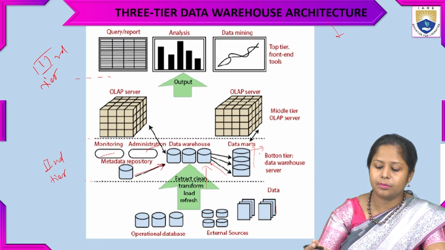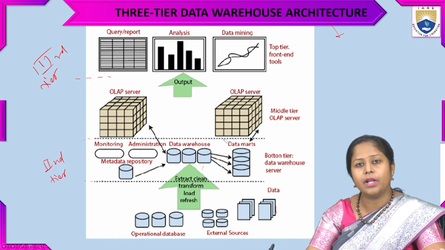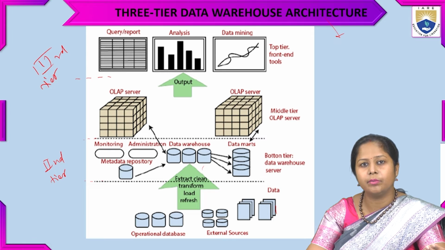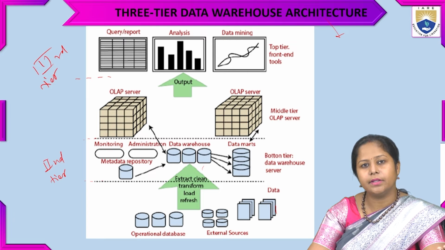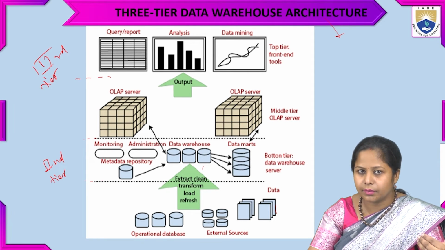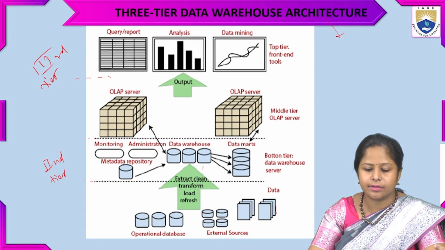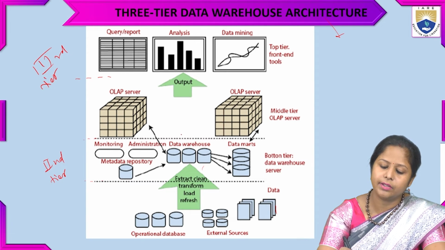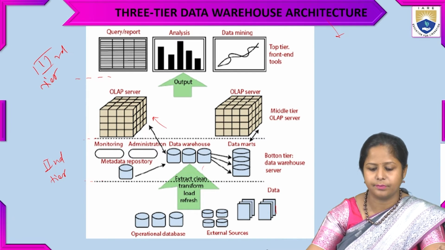So in the middle tier, we can say there will be an OLAP server. There will be an OLAP server and OLAP tools. On the basis of that, the data will be rolled up. That data will be reversible. Data will be sliced. Data will be diced. So on that OLAP server, the data will be able to be fetched from the whole of the data warehouse system.